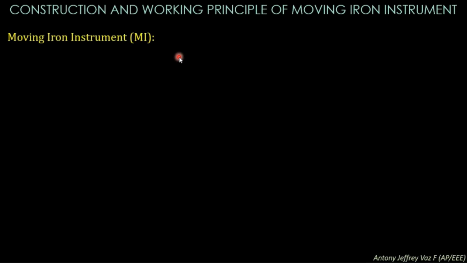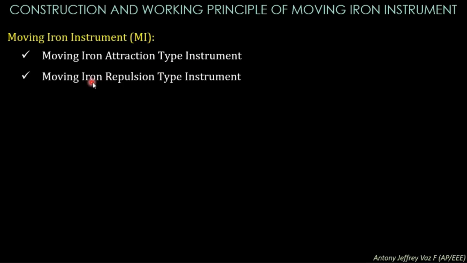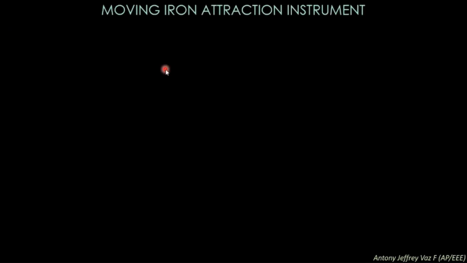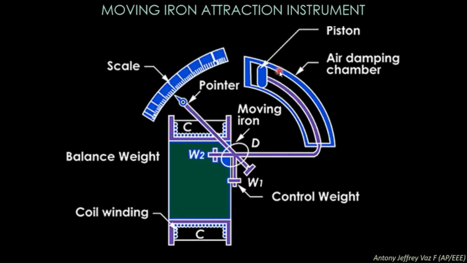So this is the basic difference between permanent magnet moving coil instrument, which we started in the last class, and the moving iron instrument, which is used for measuring AC voltages and current with greater accuracy. In moving iron instruments, there are two types. One is moving iron attraction type instrument, and another one is moving iron repulsion type instrument. First, we will be seeing about the moving iron attraction type instruments.